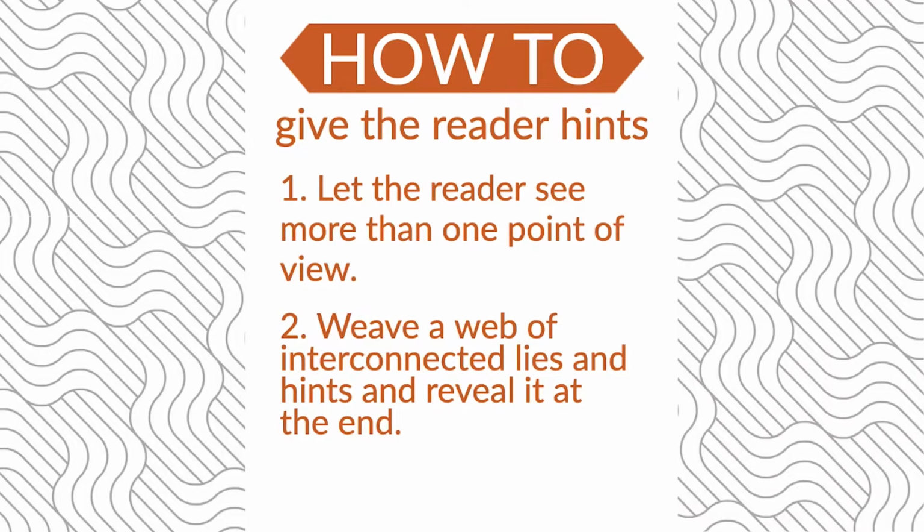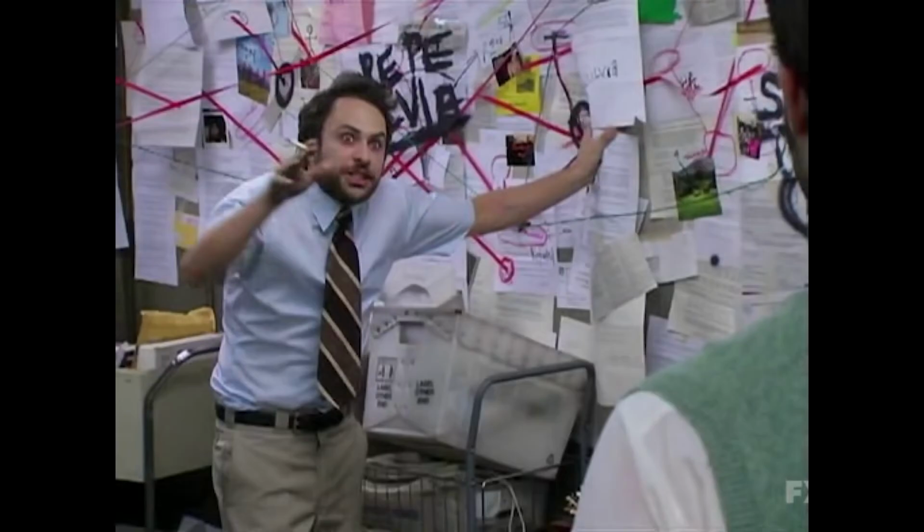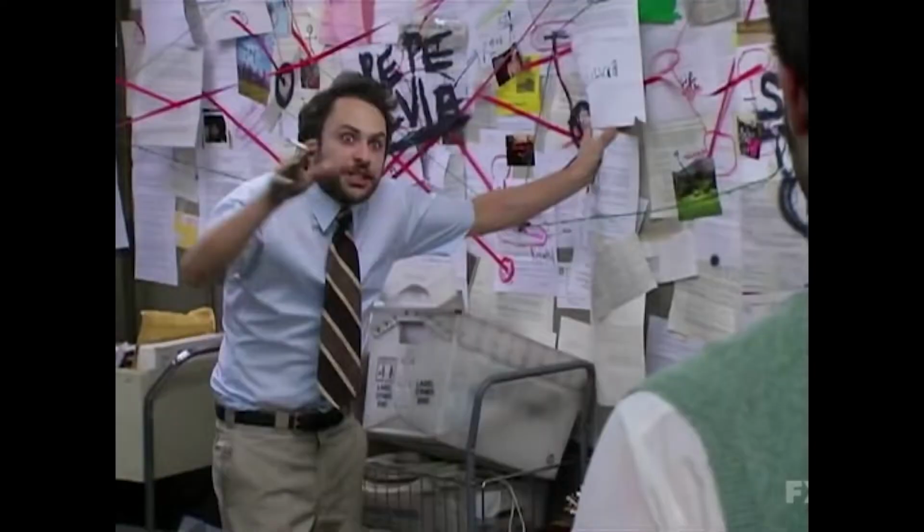2. Weave... I'm such a fan of this one! Weave a web of interconnected lies and hints and reveal it at the end. You guys know that meme, the crazy guy with the corkboard? You know what? Here it is. This is what you want your book to be like. Every time you give your reader a hint, you are placing a string on that corkboard. The reader can't really see how the strings are connected, so they're gonna try and put it together themselves, and they're gonna end up looking like that guy. But at the end, you're going to come in and weave them all together and show them how it actually works. And it's gonna be so good.